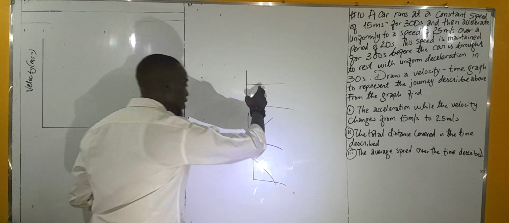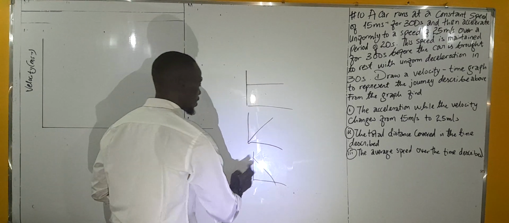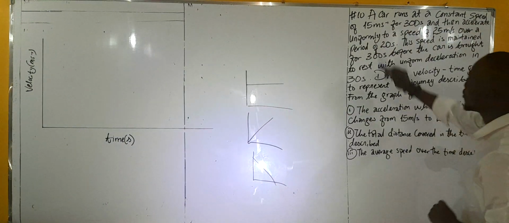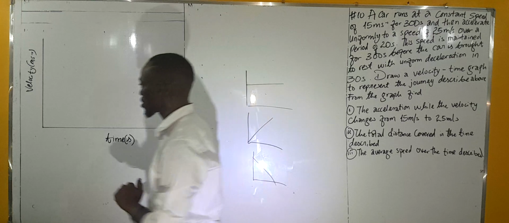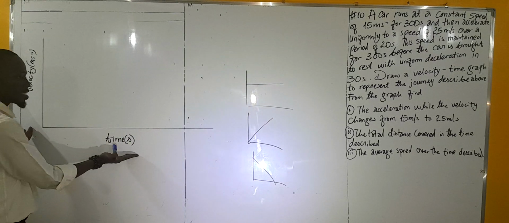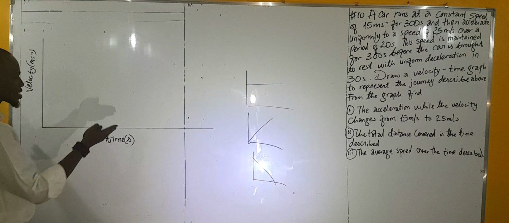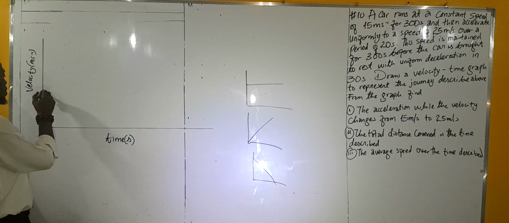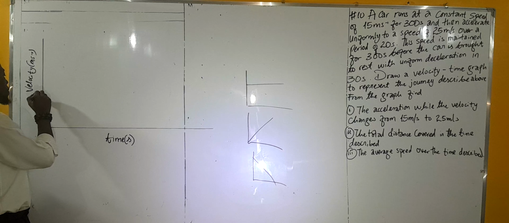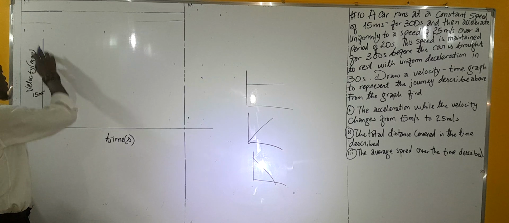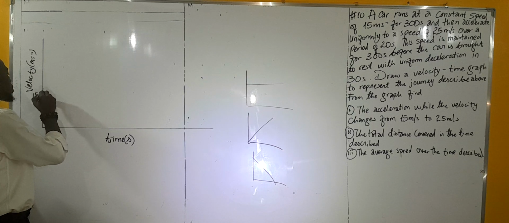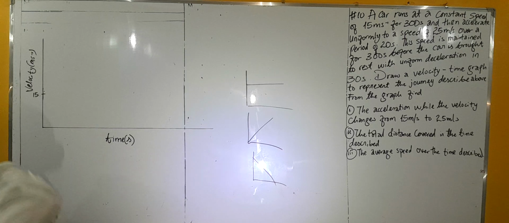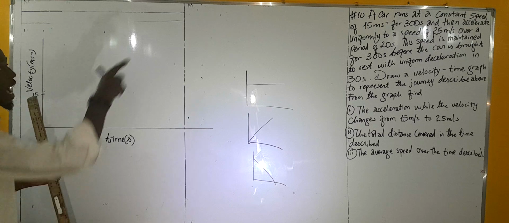So we're going to just be playing with three lines. This, and this. So let's start. A car runs at a constant speed of 15 meters per second. This is my velocity, this is my time. This is called a velocity time graph. So let me mark this point as 15 meters per second. The unit is there, so there's no need to write it again.